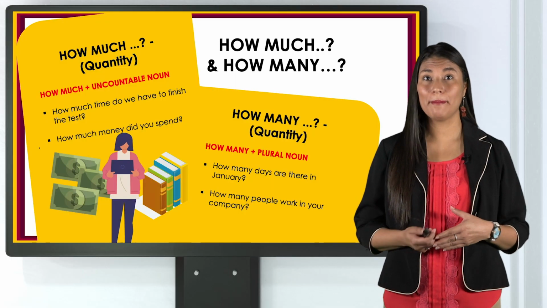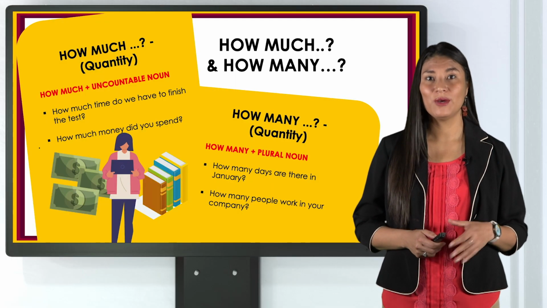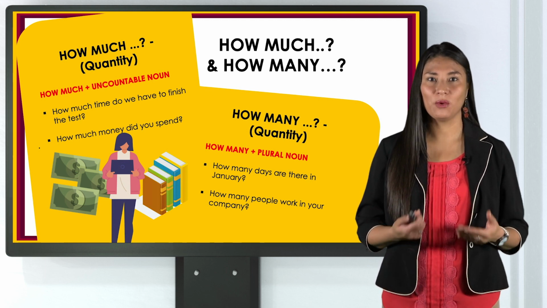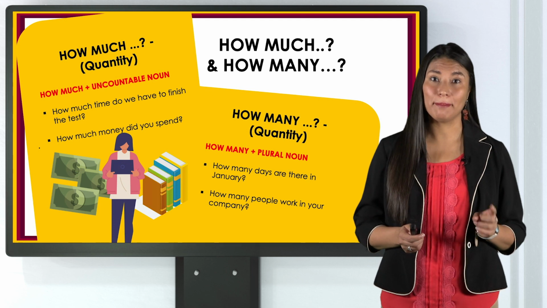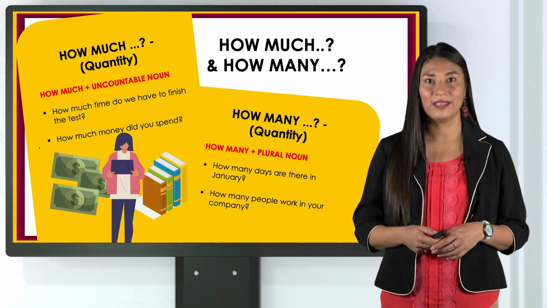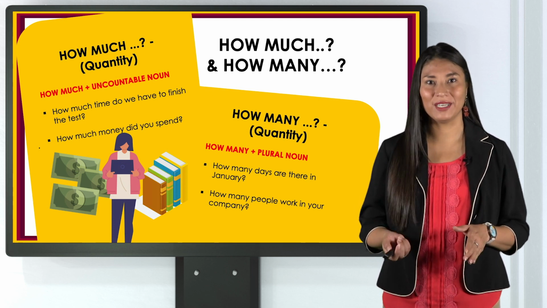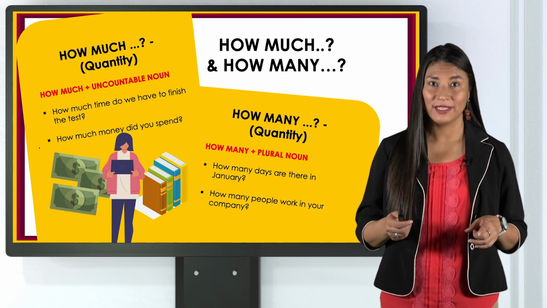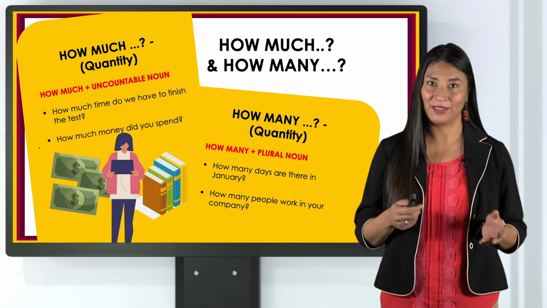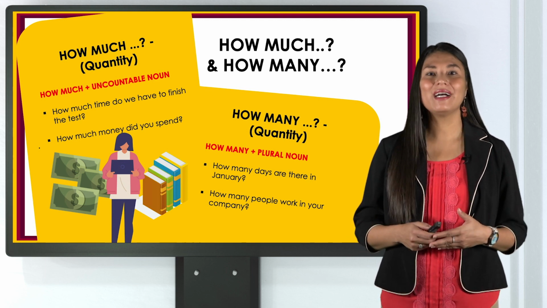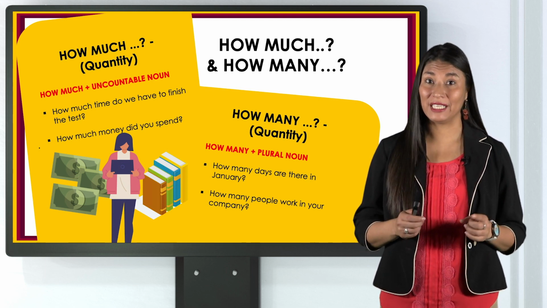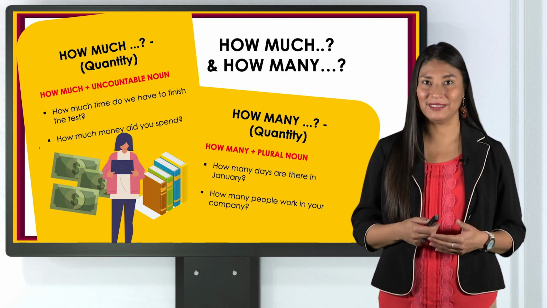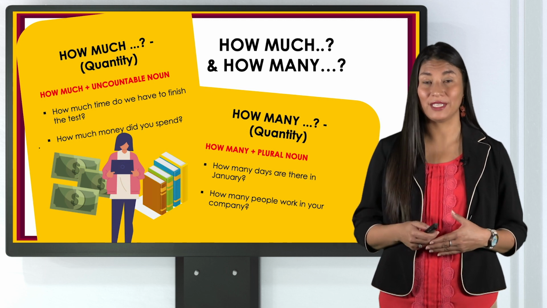How do we use how much and how many? When we want to know the quantity or amount of something, we ask questions starting with how much and how many. So, how much is about quantity. How much is used with uncountable nouns. So let's say how much plus an uncountable noun. How much time do we have to finish the test? is an example. How much money did you spend? That's another example in using how much.